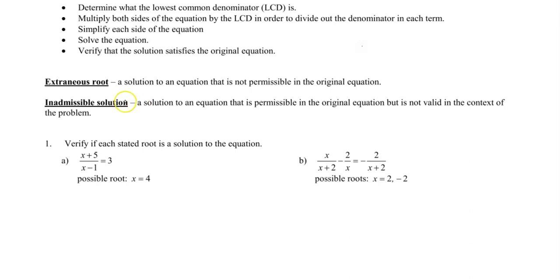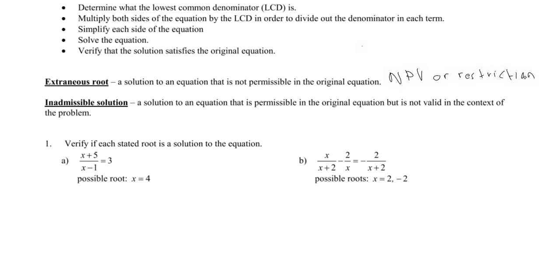An extraneous root is a solution to an equation that is not permissible in the original equation. Okay, so basically it's a restriction or a non-permissible value, right? So you get an NPV or, depending on how we phrased it, a restriction.